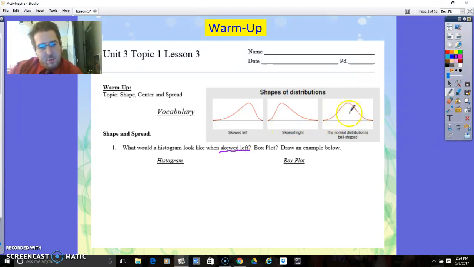And then a normal distribution, otherwise known as a bell-shaped curve, is when most of the data is in the middle and then there's an equal amount of high numbers as there are lower numbers.